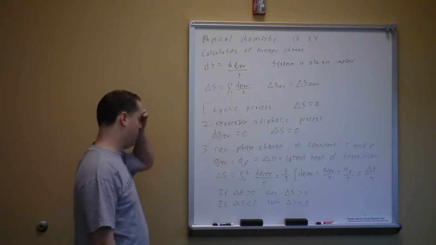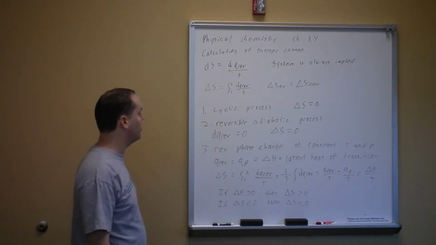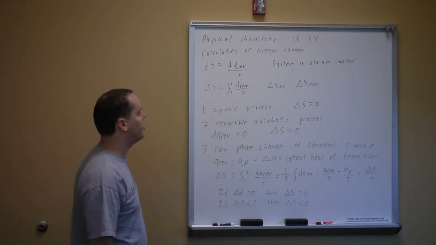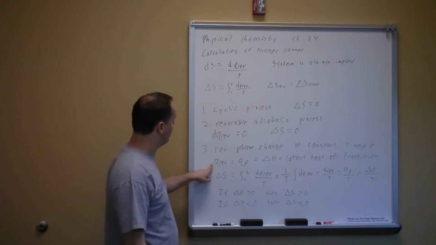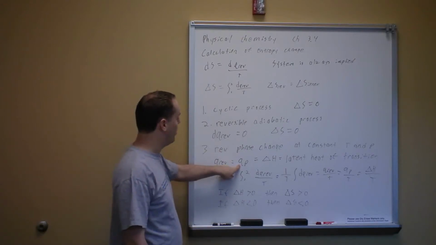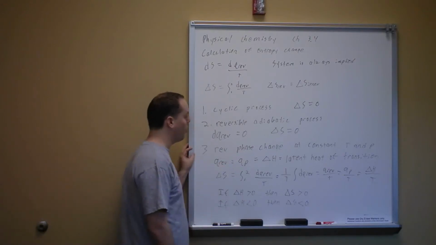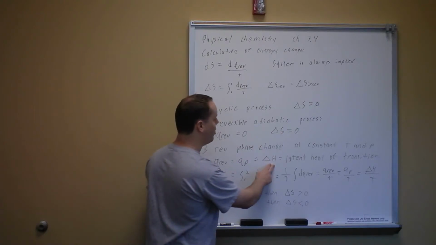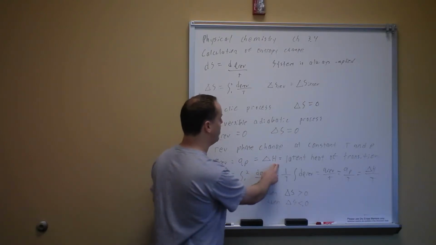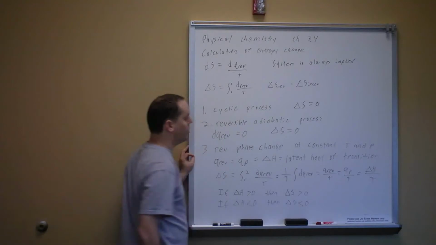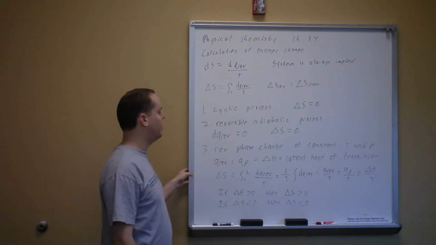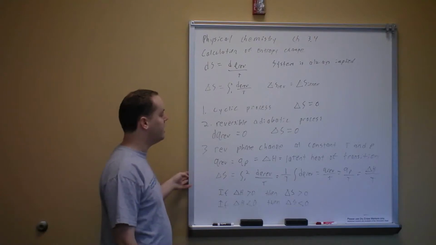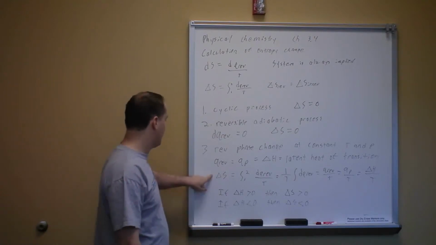The third type that we're going to look at is also the reversible phase change at constant temperature and pressure. Now we know Q reversible, we're at constant pressure, so we can call that QP. And we've shown before that that's equal to the change in enthalpy. Remember, capital H is enthalpy, not hydrogen. And this can also be, since we're talking about a phase change such as melting or boiling, that's called the latent heat of transition.